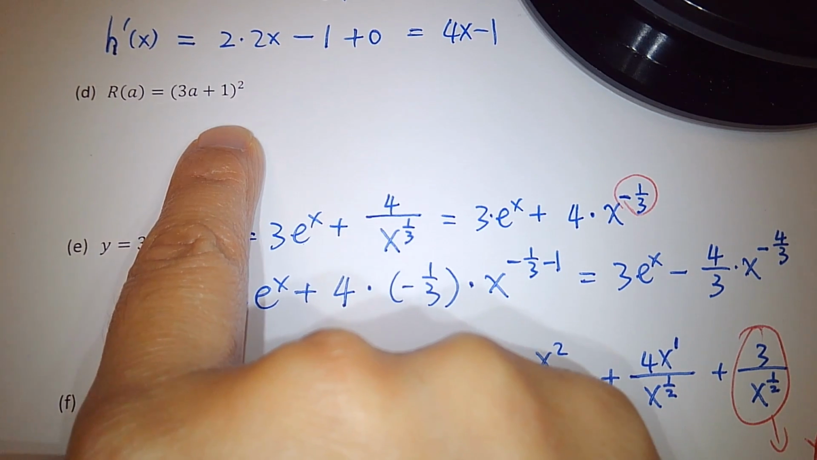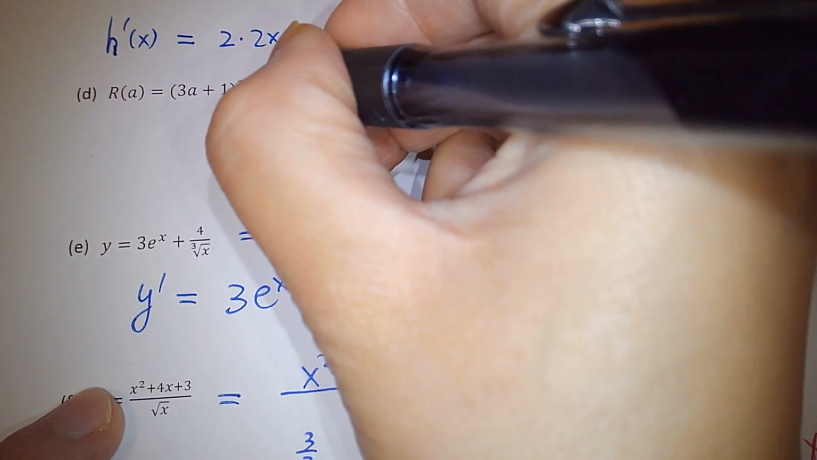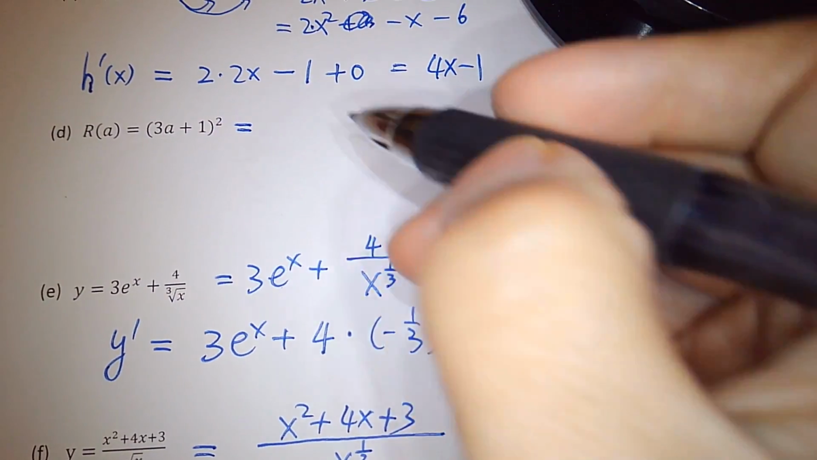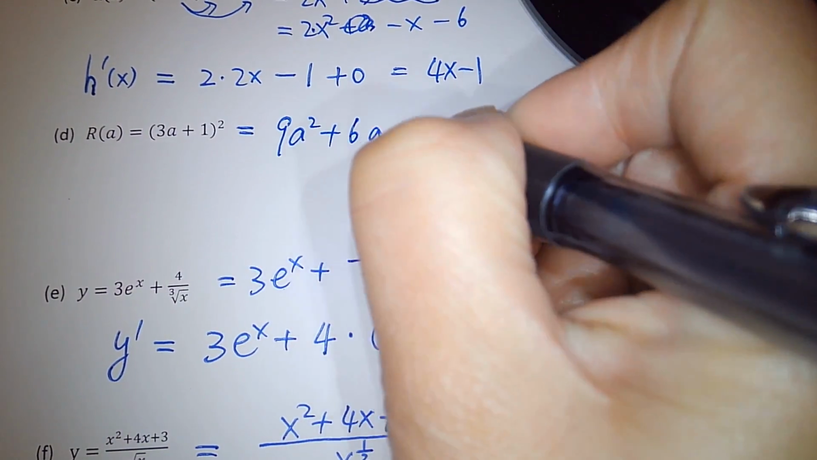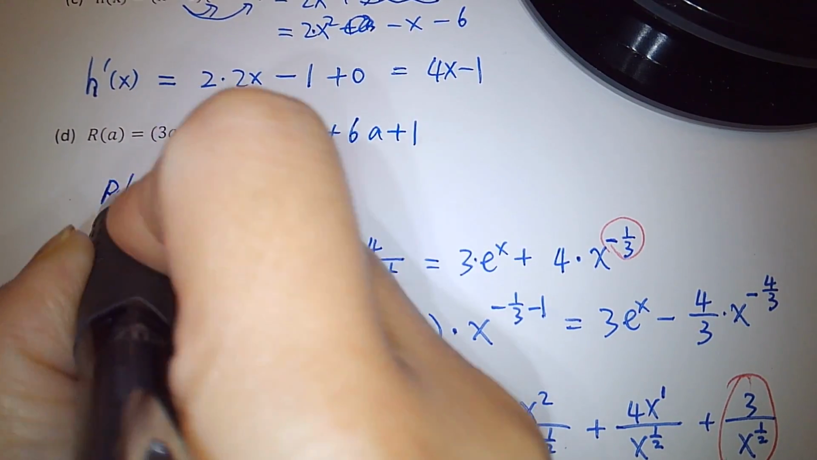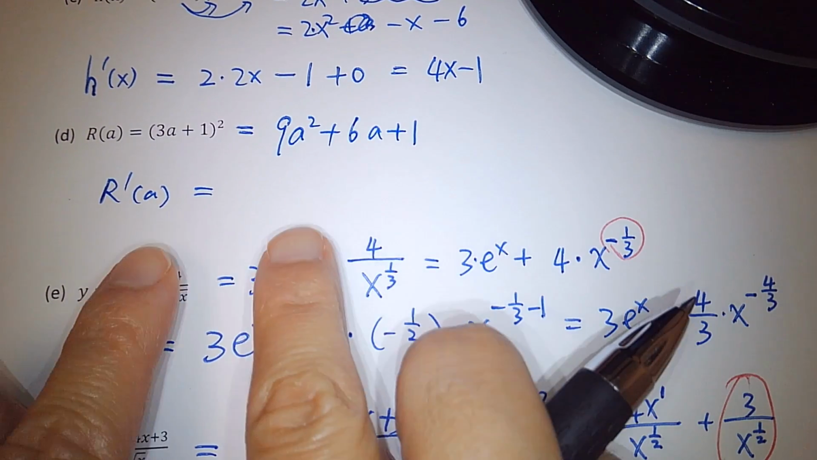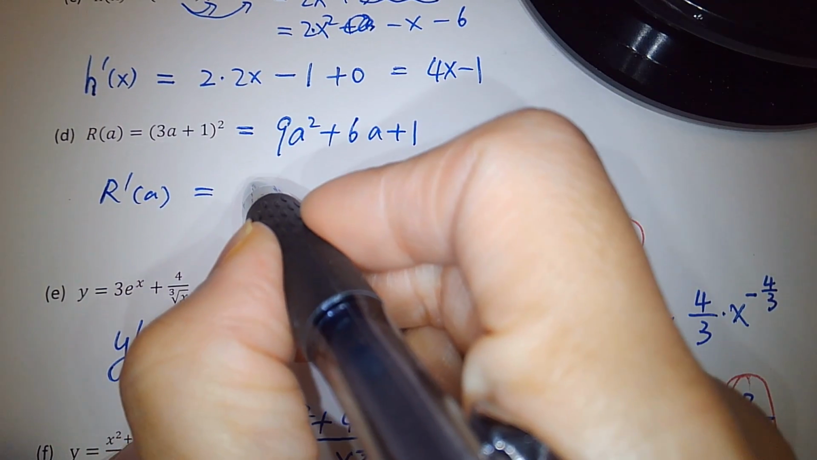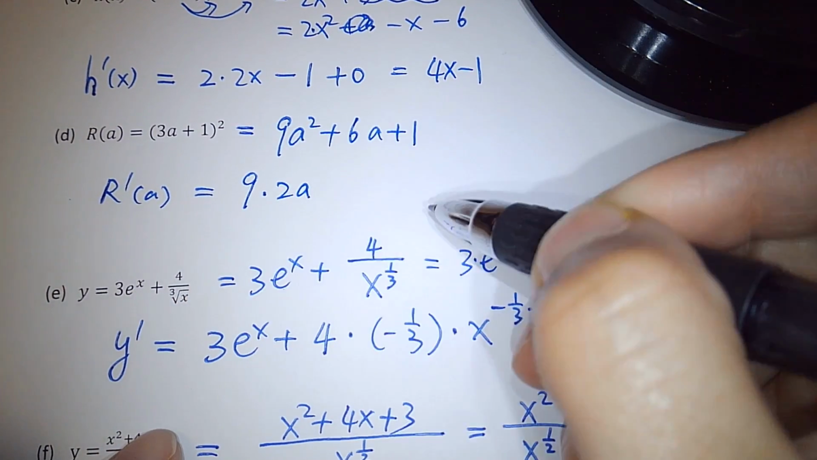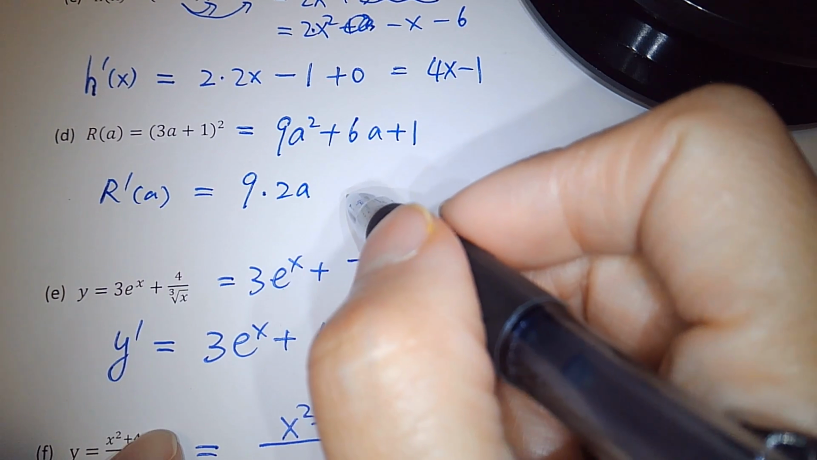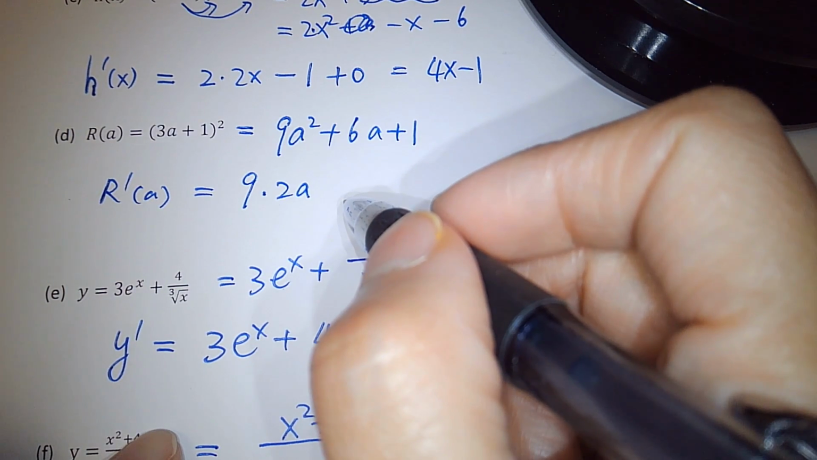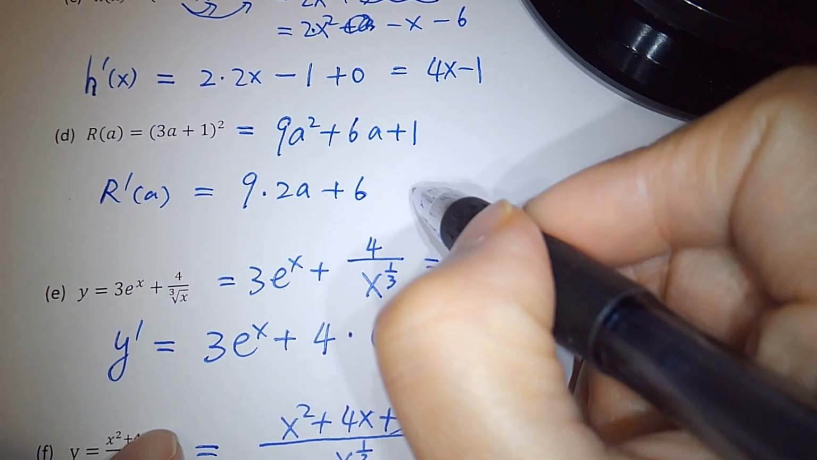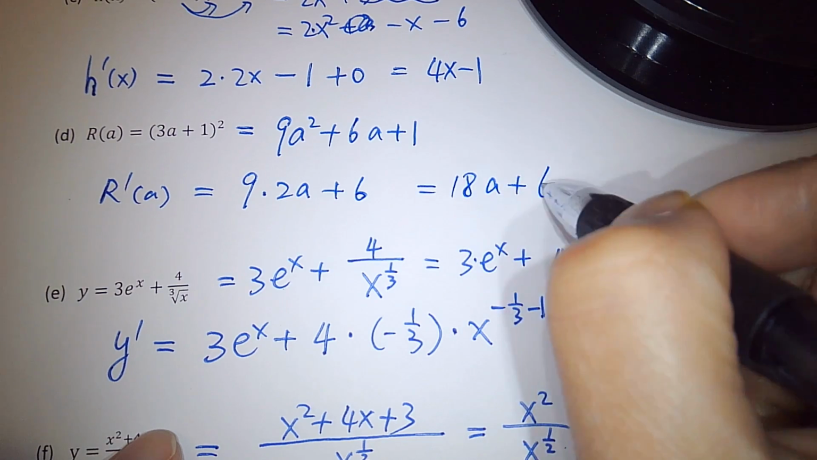Okay. So, Brittany? Okay, so you want to FOIL it out and then get 9a squared plus 6a plus 1. Mm-hmm. And then you do the power rule. Okay. And then you take the exponent 2 multiplied by the constant. And then you subtract 1. And then you get 6 as a constant. Okay. So if we simplify, it's 18a plus 6, right?